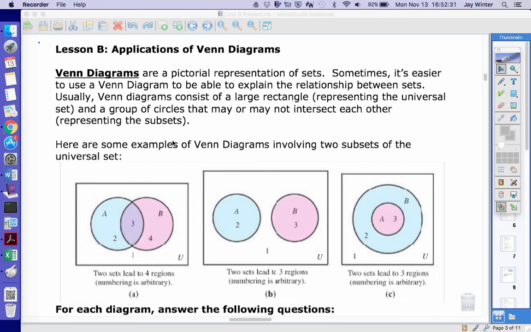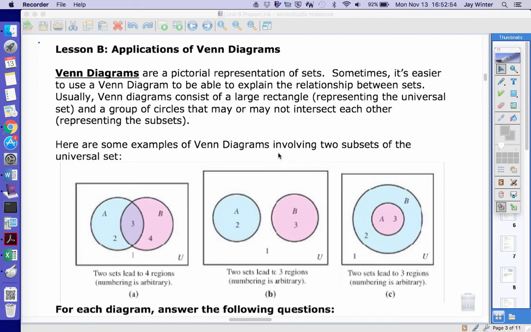All right, and welcome to Lesson B, the applications of Venn diagrams. I'm sure everybody's seen a Venn diagram at some point in time or another. It's just a good pictorial representation of the relationship between sets. And sometimes that involves the universal set and maybe a couple of sets A and B. And those are the examples that you see here in the pictures.